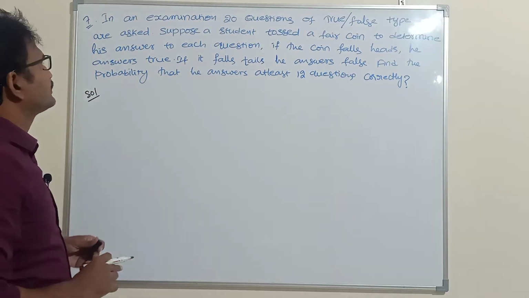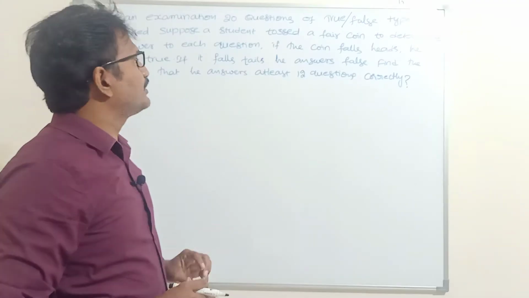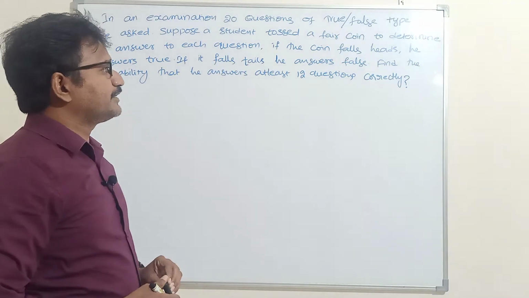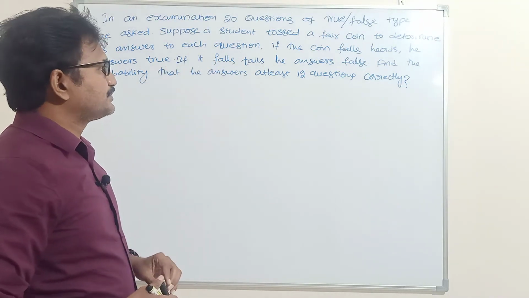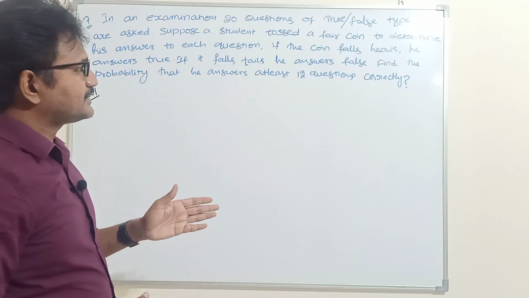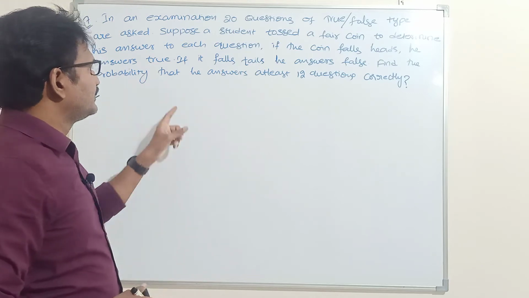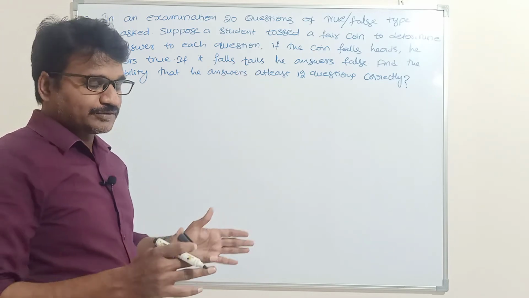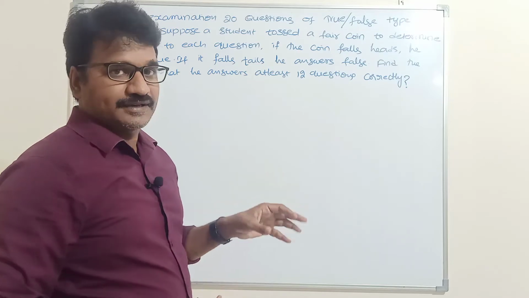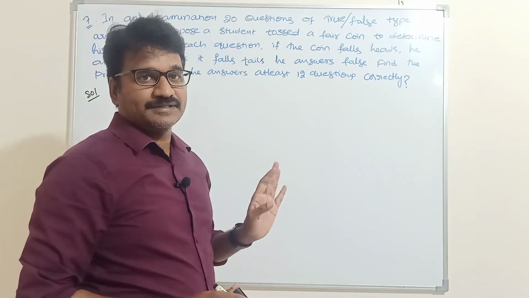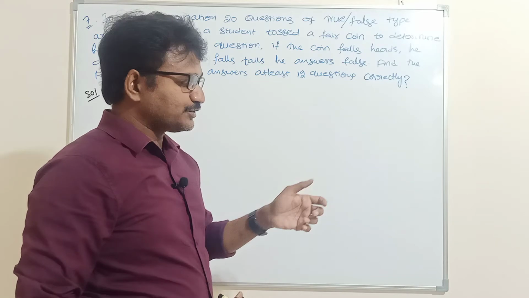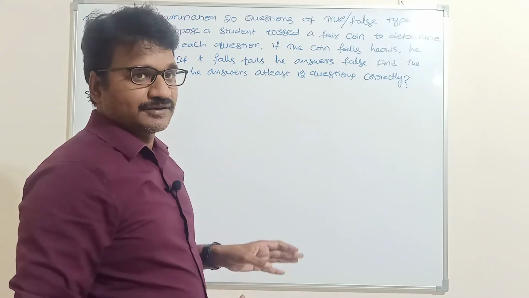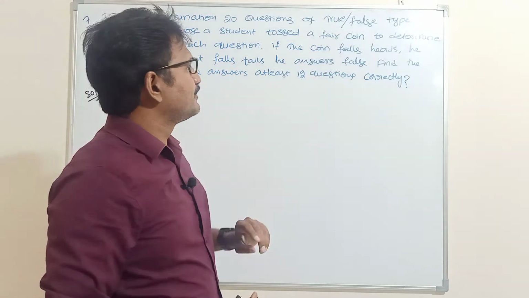Next, the 7th question. In an examination, 20 questions of true or false type are asked. Suppose a student tosses a fair coin to determine his answer to each question. If the coin falls heads, he answers true. If it falls tails, he answers false. So total 20 questions are there. The student will write the true or false exam based on the coin. If the coin shows head, he will select true; if tails, he will select false.